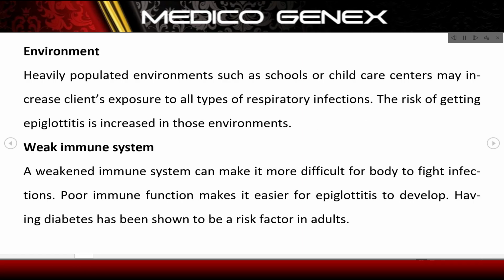Environment. Heavily populated environments such as schools or child care centers may increase clients' exposure to all types of respiratory infections. The risk of getting epiglottitis is increased in those environments. Weak immune system. A weakened immune system can make it more difficult for the body to fight infections. Poor immune function makes it easier for epiglottitis to develop. Having diabetes has been shown to be a risk factor in adults.